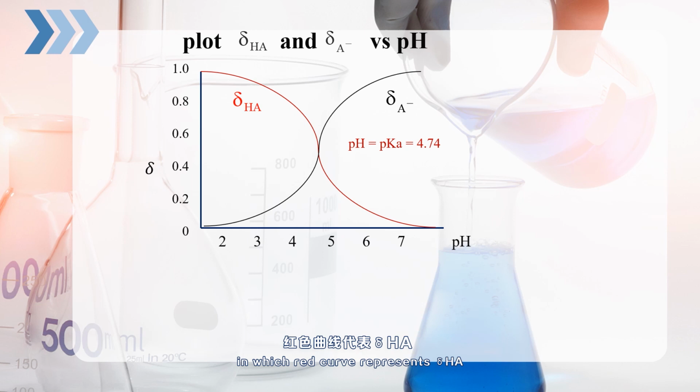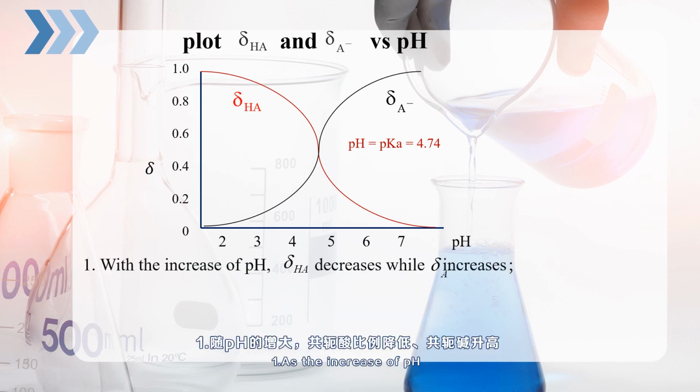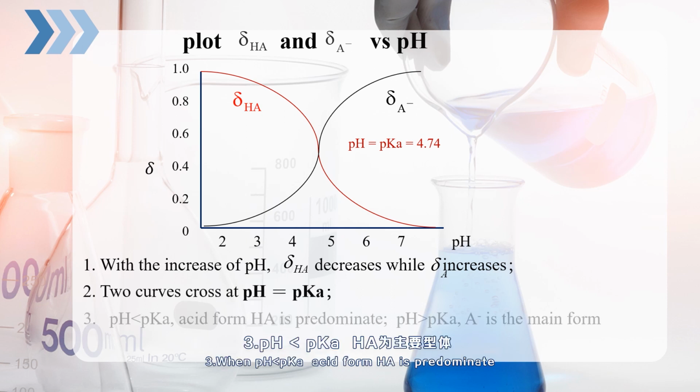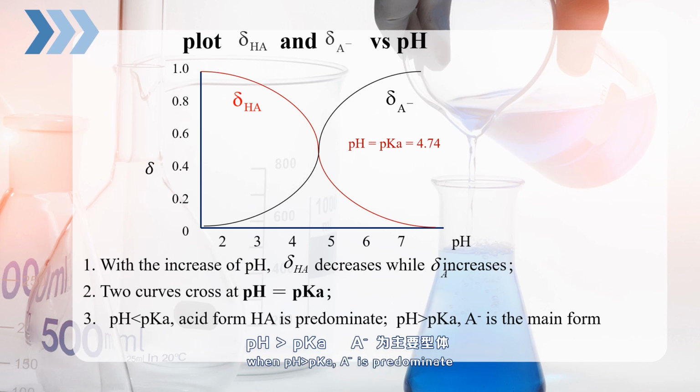Plot delta HA and delta A separately as a function of pH to get the distribution diagram, in which red curve represents delta HA and black curve represents delta A. As shown in this figure, we can see that first, as the pH increases, the ratio of conjugate acid decreases while the ratio of base increases. Second, the two curves cross at pH equals pKa. Third, when pH is less than pKa, acid form HA is predominant. When pH is larger than pKa, A is predominant.